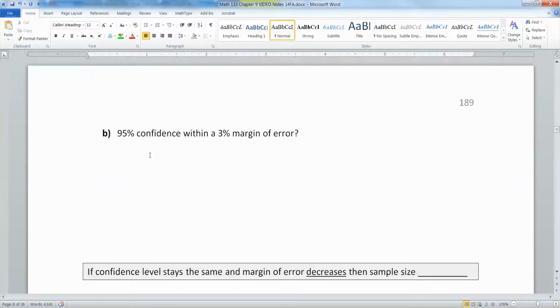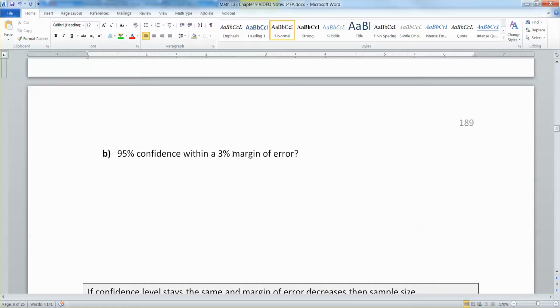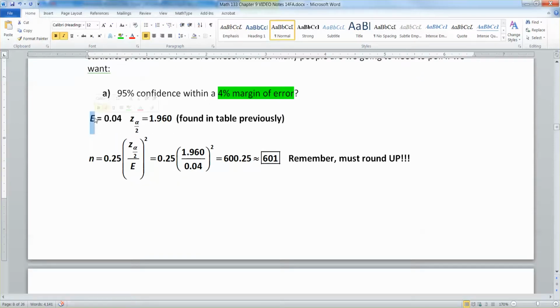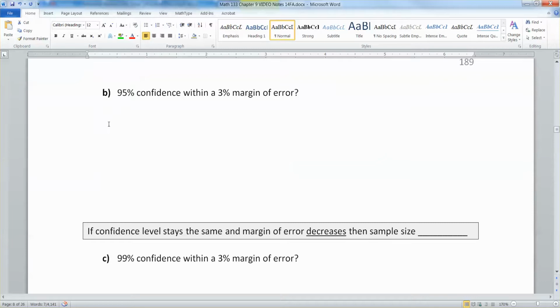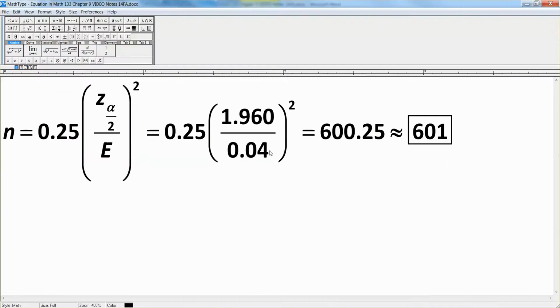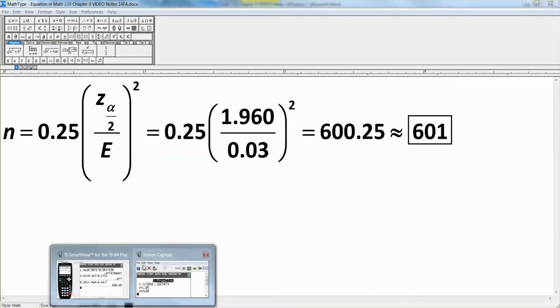All right, so now what if we do it again with 95% confidence, but this time I want a 3% margin of error. So I'm trying to make it so that my interval is more accurate, okay? Well, all of this stuff is still the same except the error. The error is now 0.03. So in here, I'm going to change this number to 0.03. So let's see what that does.